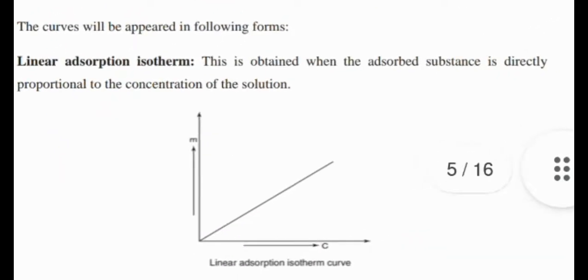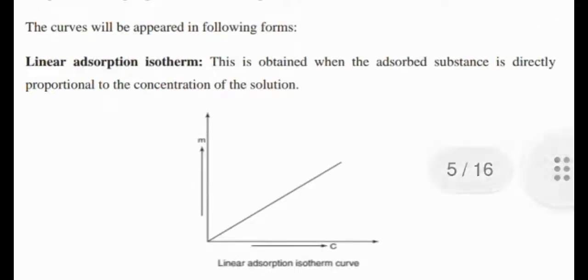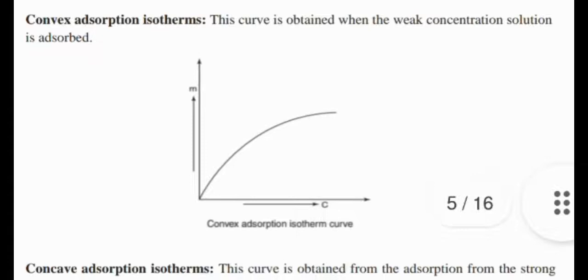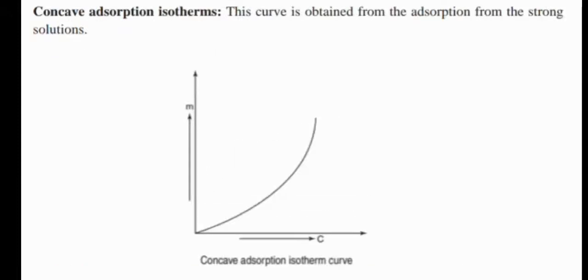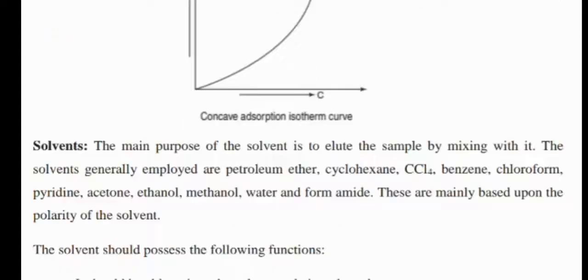This one is the linear adsorption isotherm. This is obtained when the adsorbed substance is directly proportional to the concentration of the solution. This one is the convex adsorption isotherm. This curve is obtained when a weak concentration solution is adsorbed. Another one is the concave adsorption isotherm, and this curve is obtained from adsorption from strong solutions.